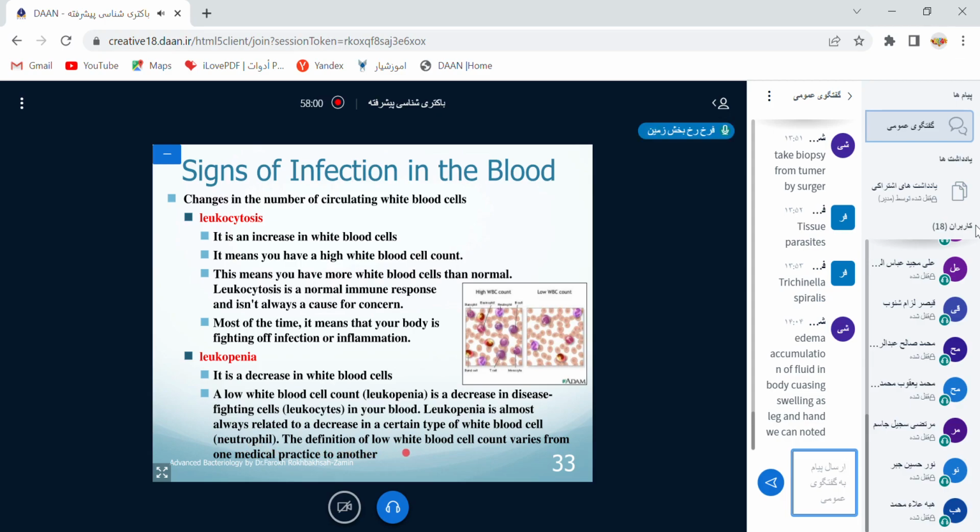The definition of low white blood cell count varies from one medical practice to another. So physicians should focus on why white blood cells are more and why white blood cells are less. What happened?